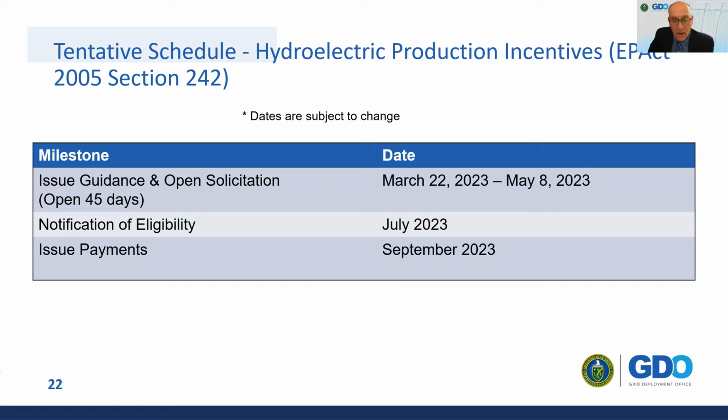Okay, so here's our schedule. We've issued the guidance and we've opened the solicitation for 242. Applications are due May 8th. We'll be looking at applications, determining eligibility. We will notify everyone of their eligibility by July, and there is an appeal period where you can appeal to the Office of Hearings and Appeals at DOE. And once all appeals have been heard, if there are any, we are targeting issuing payments in September of 2023.